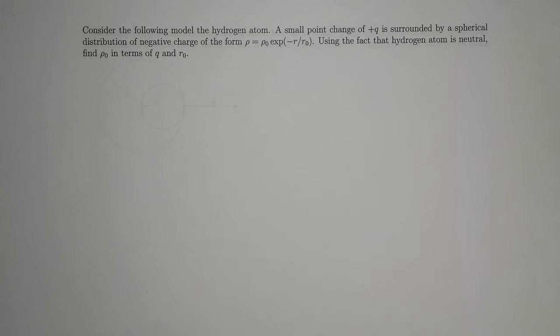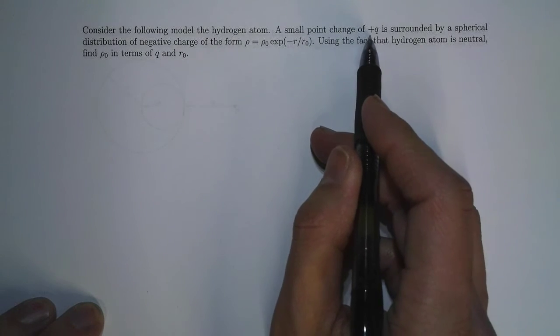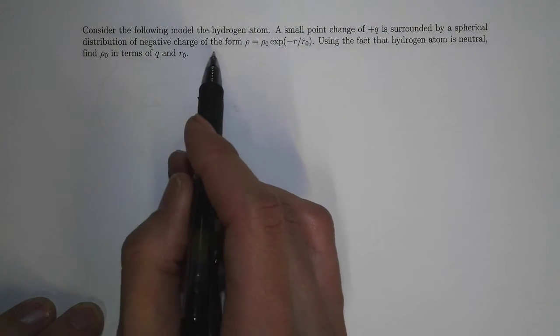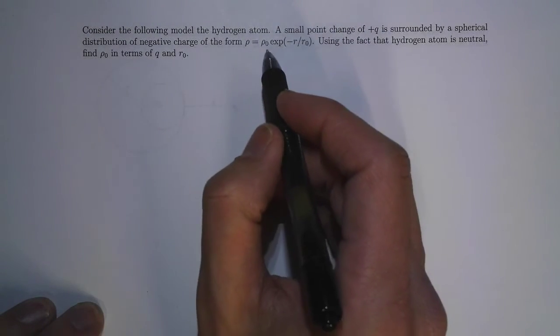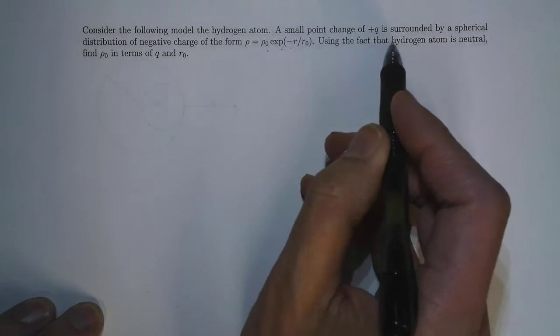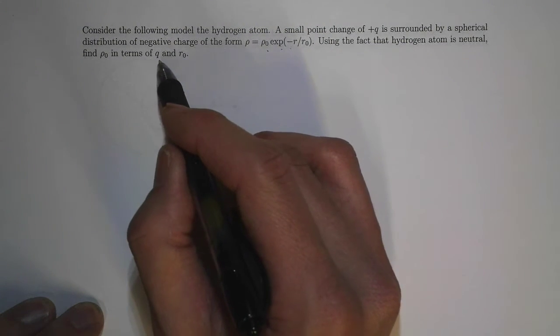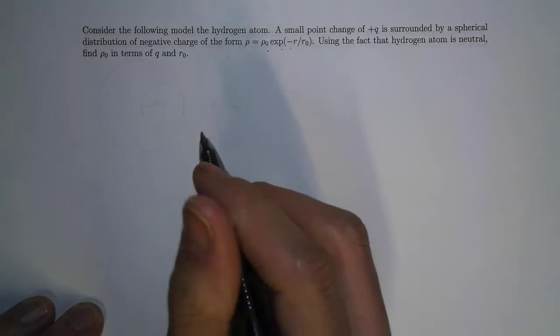Let's consider the following problem. Consider the following model of the hydrogen atom. A small point charge plus Q is surrounded by a spherical distribution of negative charge in the form rho is equal to rho 0 exponent to minus r over r0. Using the fact the hydrogen atom is neutral, find rho 0 in terms of Q and R naught.